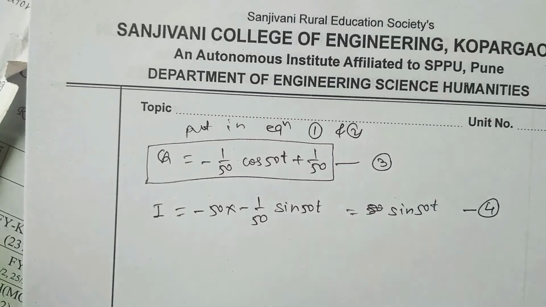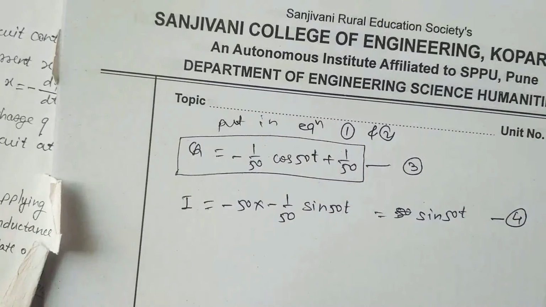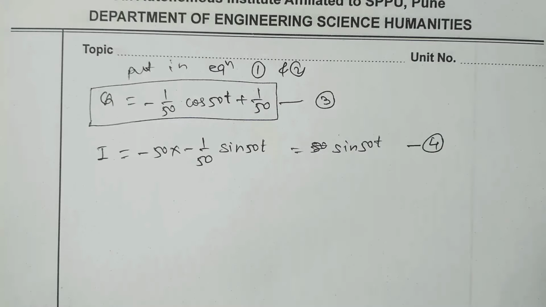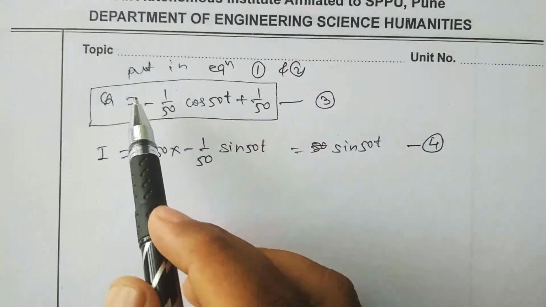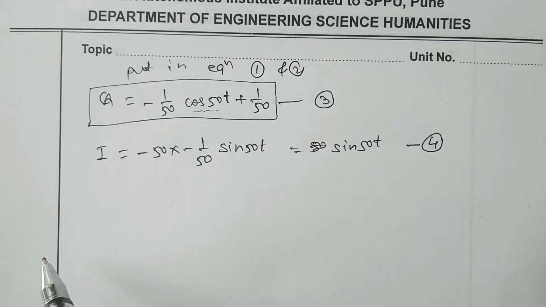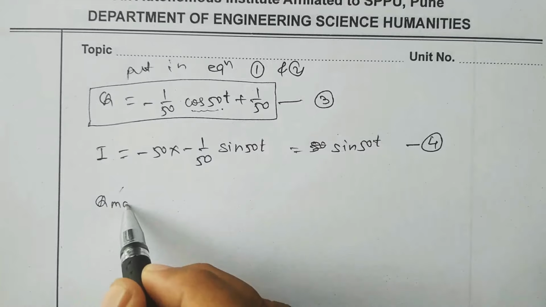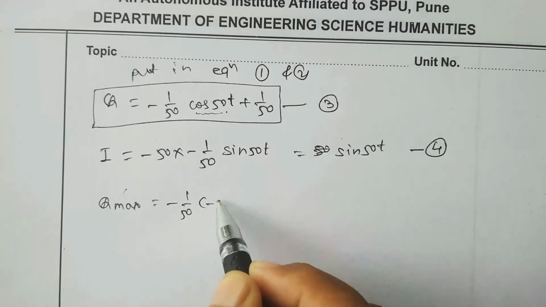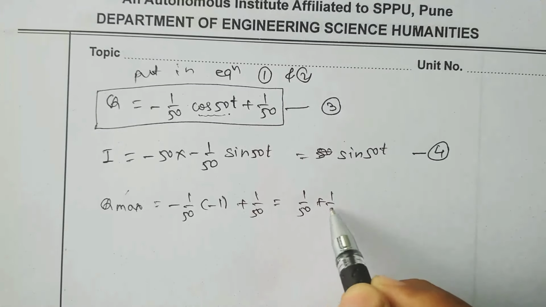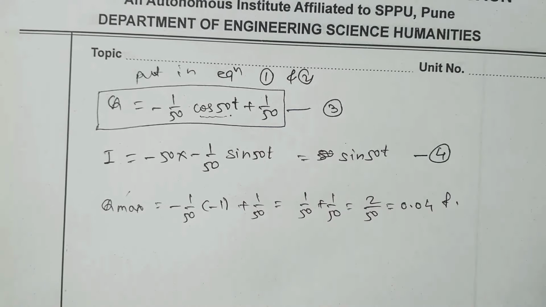Now in the question we are asked for the maximum charge and maximum current in the circuit. To calculate the maximum charge, the first sign is a negative sign, so we have to minimize this cos function, and we know that the minimum value of cos function is minus 1. So q max is equal to minus 1 upon 50 into minus 1 plus this 1 upon 50. So this is 1 upon 50 plus 1 upon 50, that is 2 upon 50. So we will get 0.04 farad.